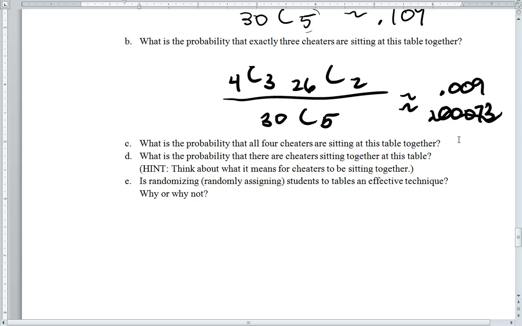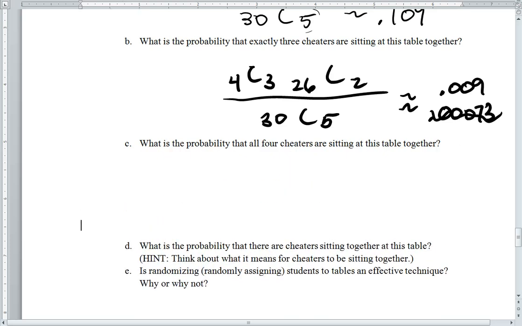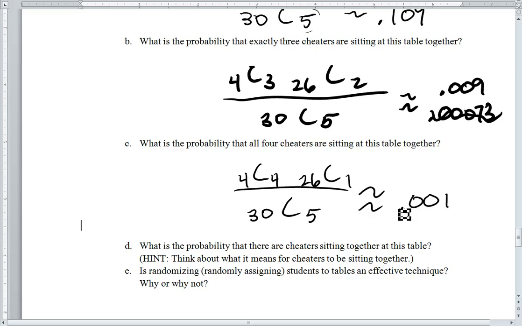In the next part, what is the probability that all 4 cheaters are sitting at this table together? Well, that means that from the group of 30, we can form 30 combination 5 different groups. From the 4 cheaters, we're going to select all 4. There's only one way to do that if order doesn't matter. And from the 26, we're going to select only 1 student, so there'll be only 1 non-cheater sitting at that table. The probability is 0.000182. Excuse me, one more 0 in there, 0.000182, so very unlikely that you get all the cheaters at that table.